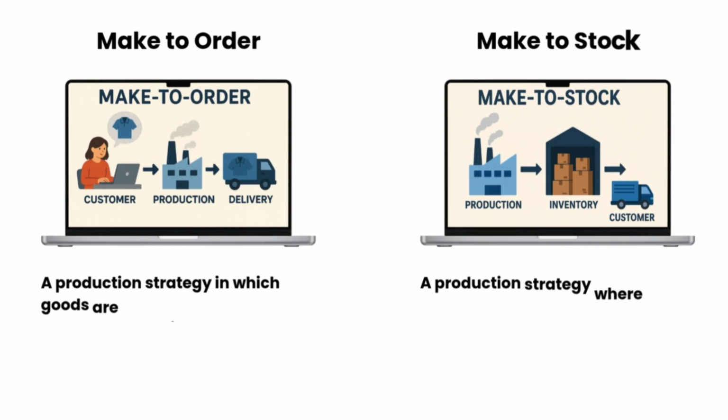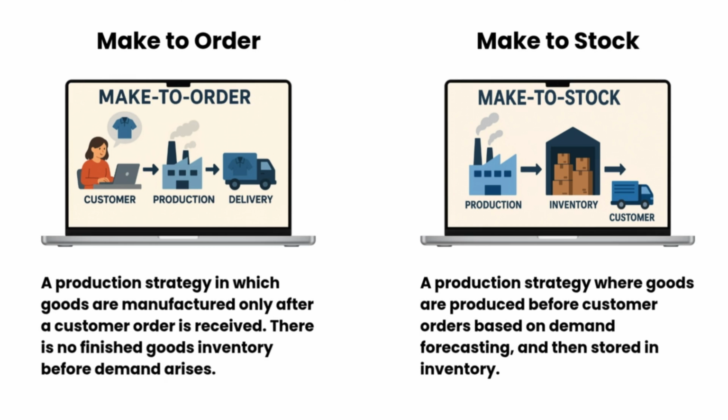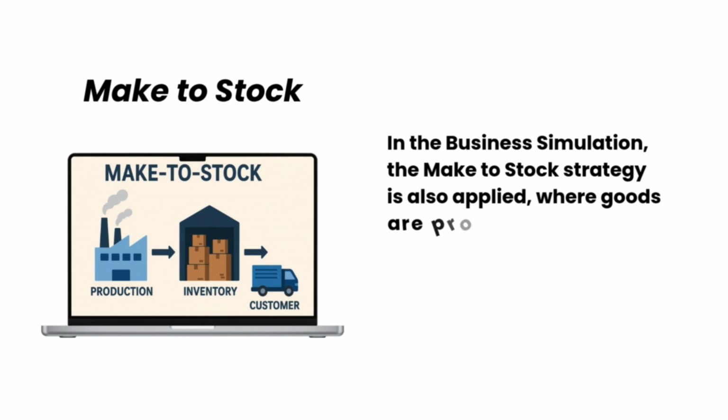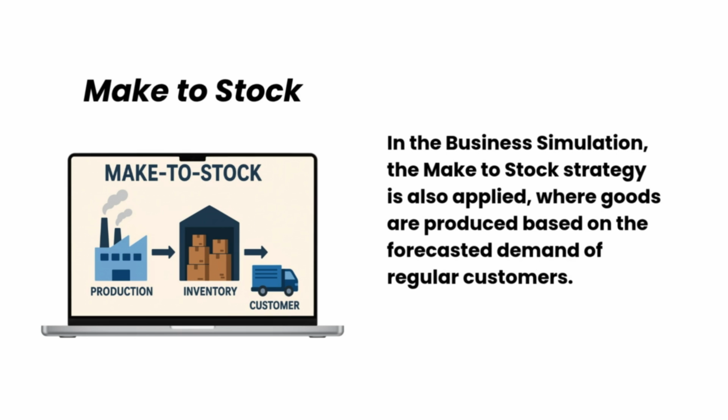In business operation, there are two common production strategies: make to order and make to stock. In this feature, the make to order approach is applied during special periods when sales orders are created specifically for gift packs. Conversely, the make-to-stock approach is used when juice is produced in advance for general sale to customers.